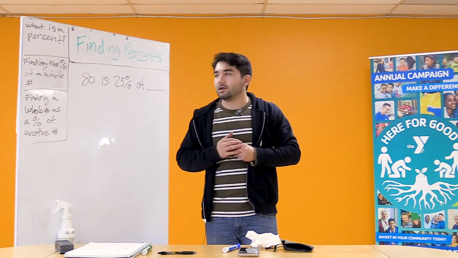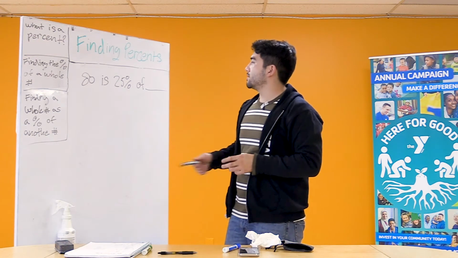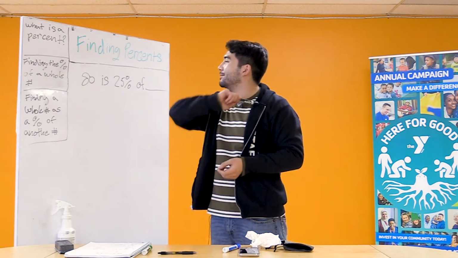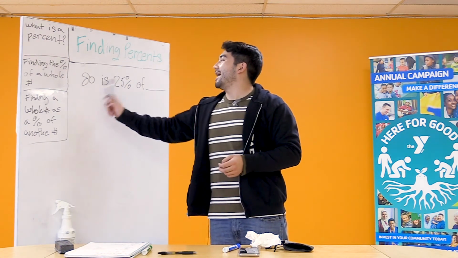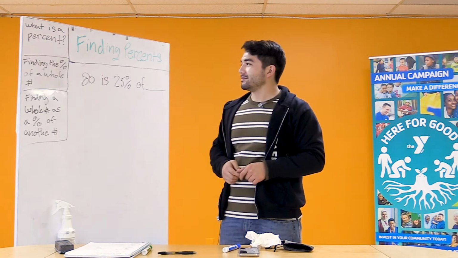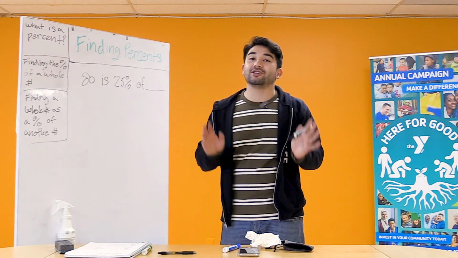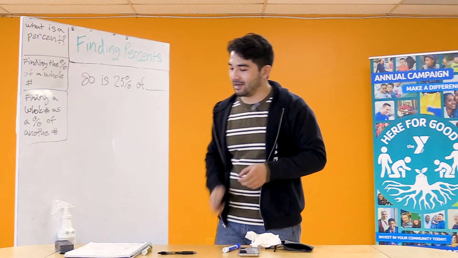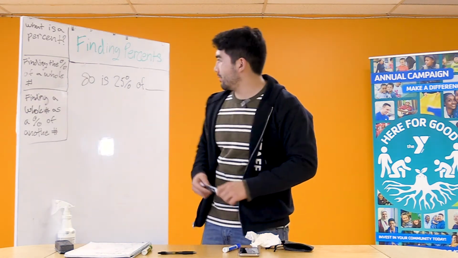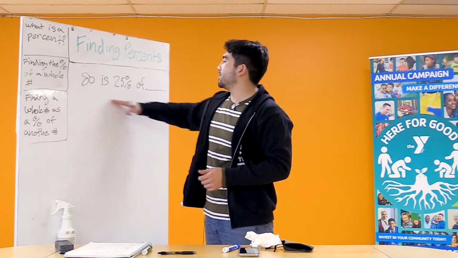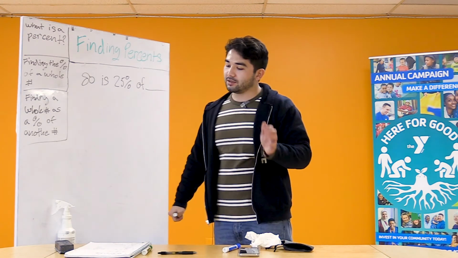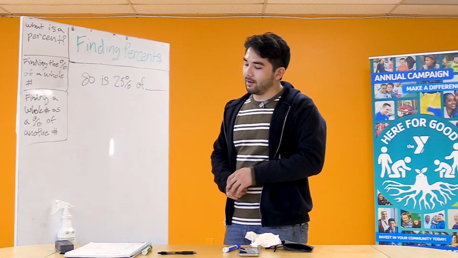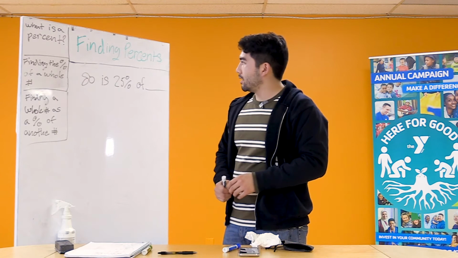So how are we going to solve this? So we know how to solve what is 25% of 80, but how do we solve 80 is 25% of what number? Well, what we're actually going to do is divide instead of multiply this time. So what we need to do is change our question into a format that we can solve using math. And this is how we're going to do it.